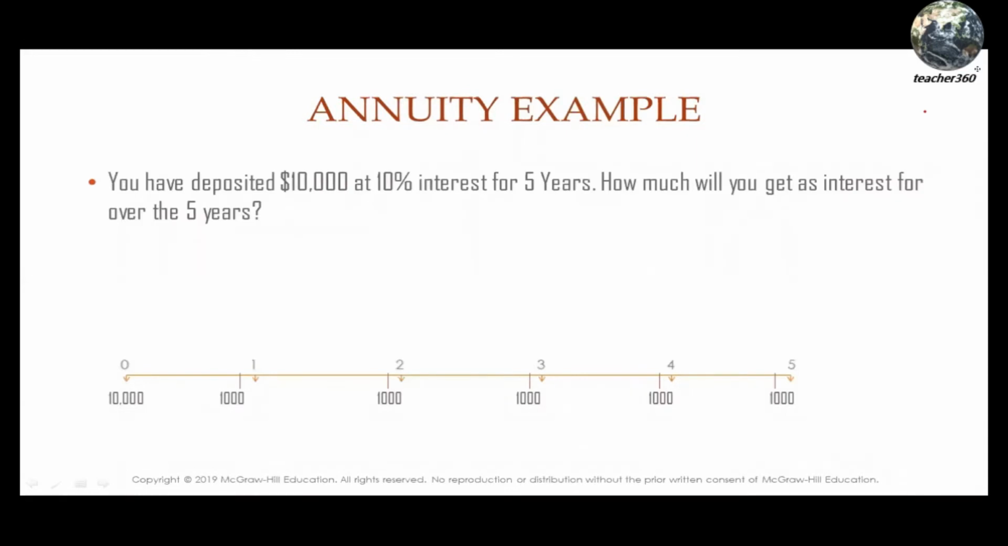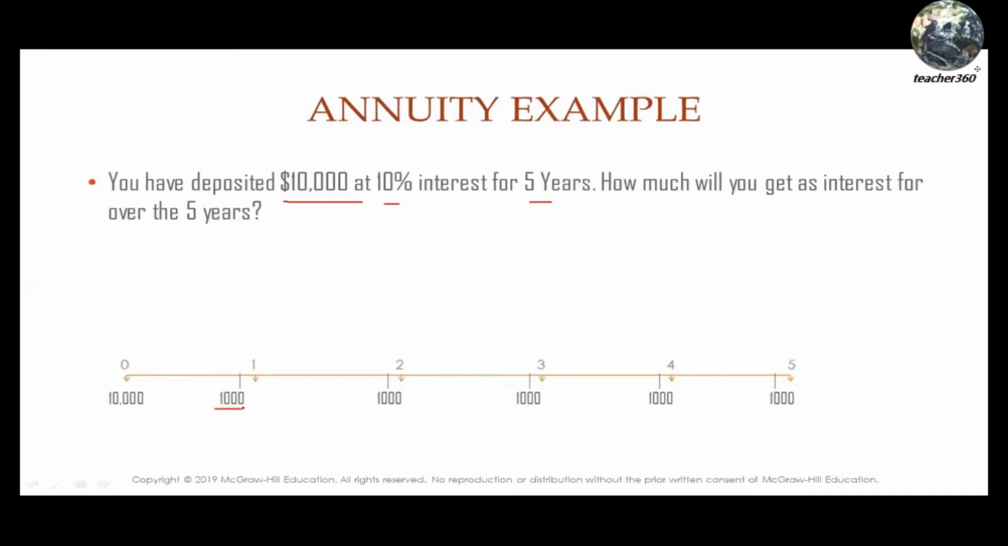We know that annuity is the regular payment of certain financial transactions. Suppose you have deposited $10,000 at 10% interest for 5 years. How much will you get as interest for the 5 years? We have already shown the ways of calculating simple interest. So using simple interest, your interest is $1,000 at the rate of 10% on $10,000. So at the end of the year, you'll receive $1,000 as interest.